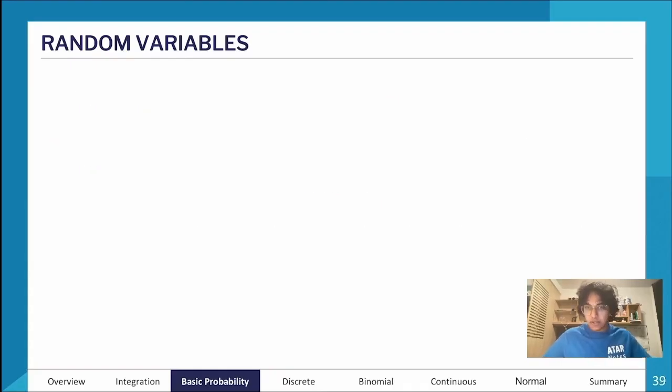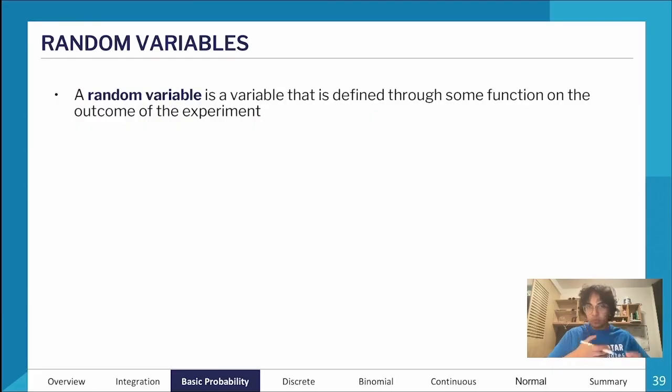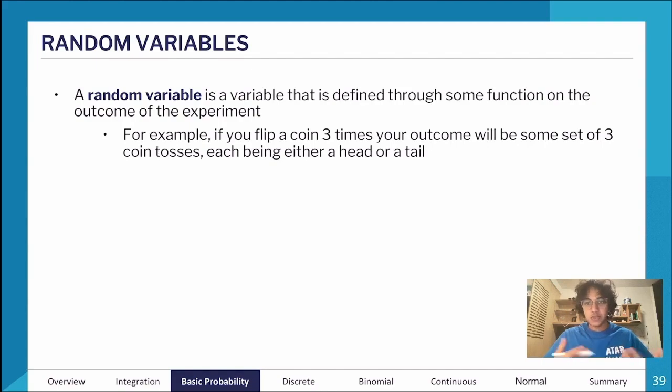Okay, random variables, what are they? A random variable, more or less, is a variable that's defined through a function, right? But this function is defined on the outcome of an experiment. So it's a little bit more complicated than your standard variable, but it's just complicated terminology for something that's reasonably understandable. An example here is that if you flip a coin 3 times, your outcome is going to be the set of 3 coin tosses. That's either going to be a heads or a tails, right?